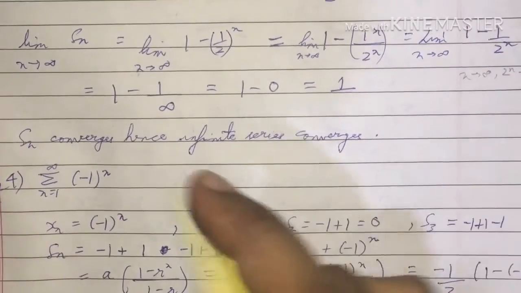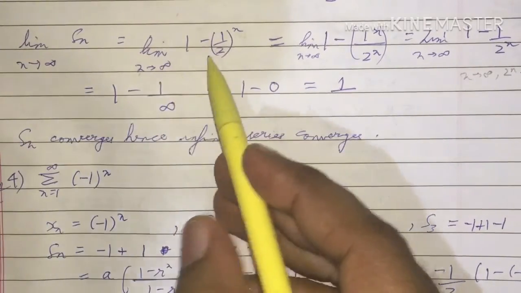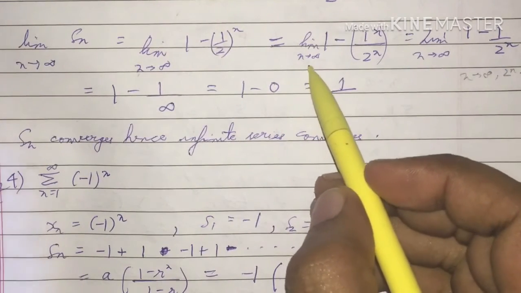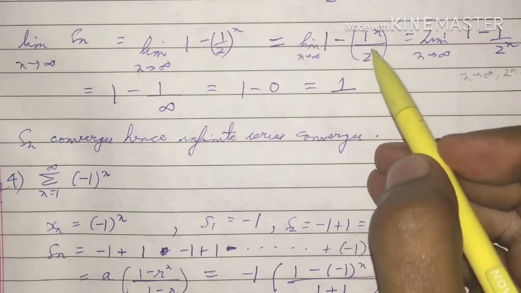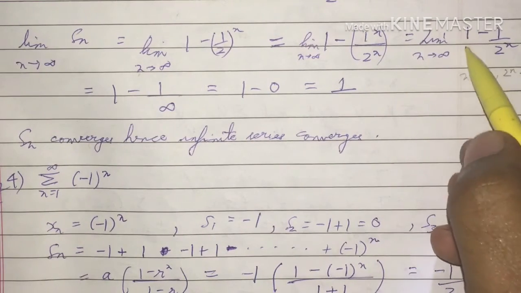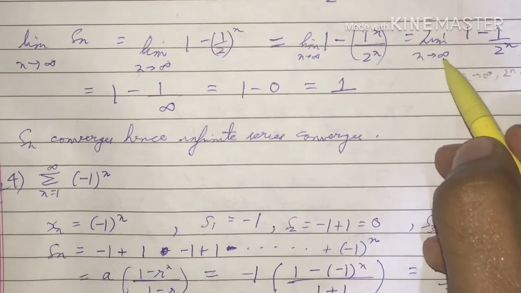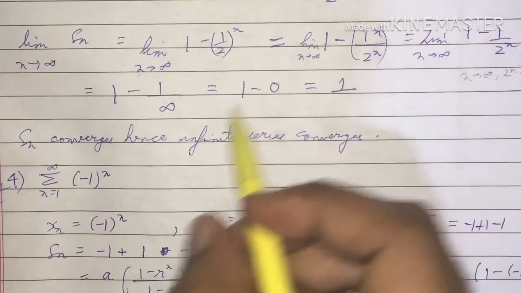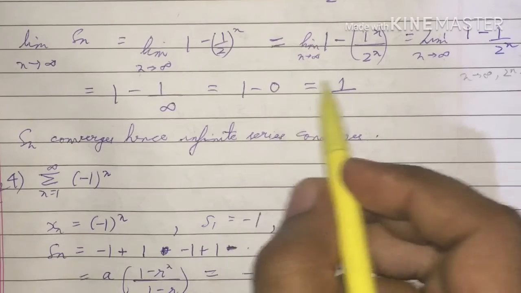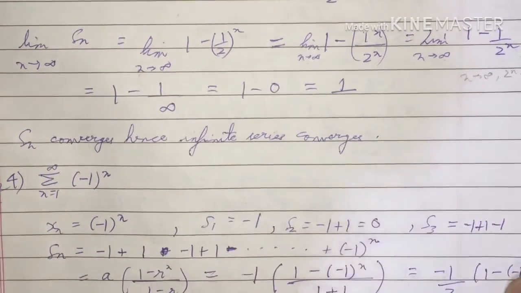Now we take the limit n tending to infinity of Sn, which is basically limit n tending to infinity of 1 minus half raised to n. Now this limit is limit n tending to infinity of 1 minus 1 upon 2 raised to n. Now as n tends to infinity, 2 raised to n also tends to infinity. So it is 1 minus 1 upon infinity, which is 1 minus 0, which is 1. So since Sn converges, hence the infinite series converges.